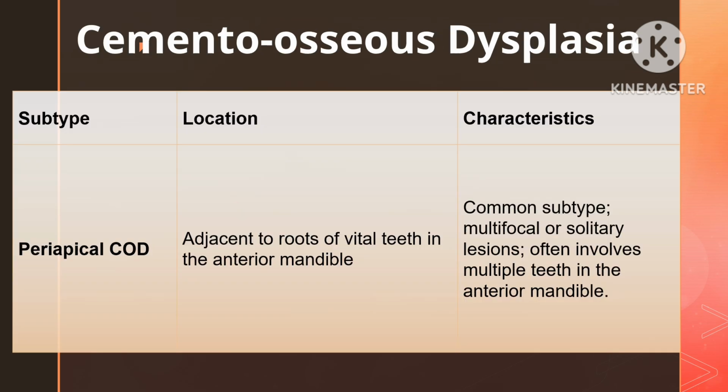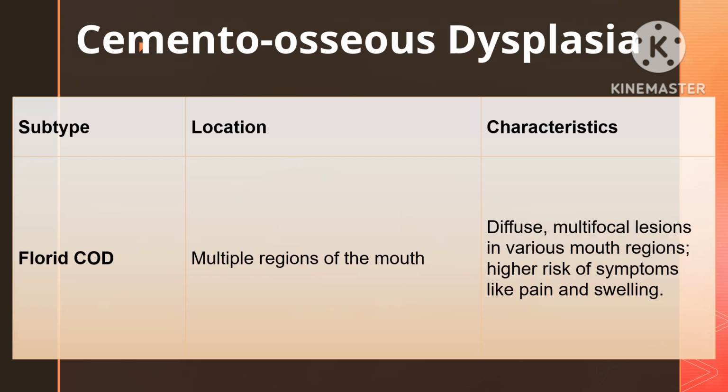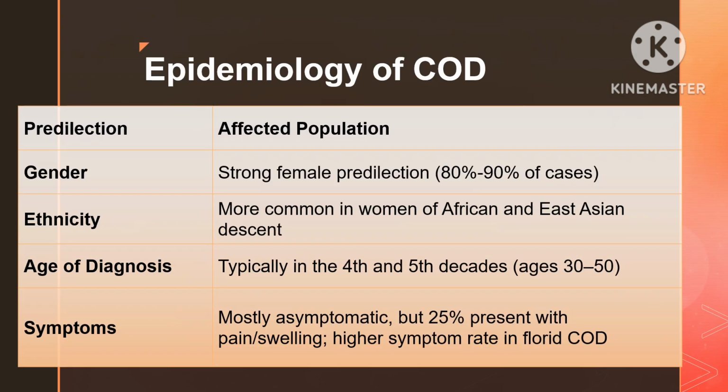Cementoosseous dysplasia is an idiopathic fibroosseous lesion where the normal bone is replaced by cementum, bone or fibrous connective tissue. We have three subtypes: the periapical, focal and florid. Periapical is the most common and it occurs near the roots of vital teeth in the anterior mandible. It can be solitary, multifocal or affecting multiple teeth. Focal cementoosseous dysplasia is located away from the periapical region, typically in the posterior jaw. And florid cementoosseous dysplasia is a diffuse form with multifocal lesions in multiple areas of the jaw.